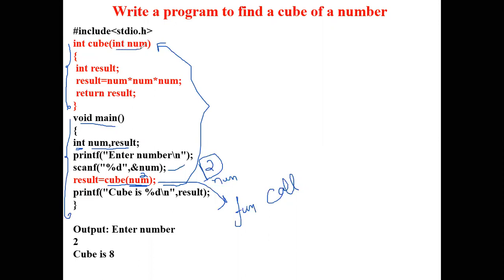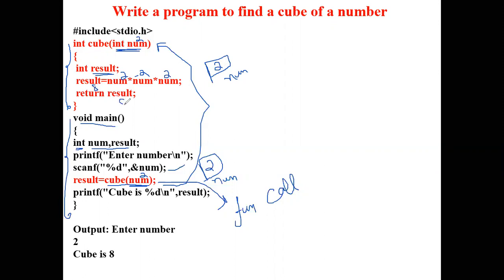Here we are declaring a local variable num, and that value will be copied to this num. We have a variable result, which is of type integer, and we are performing the cube of number 2, 2 into 2 into 2, which will store the result 8.